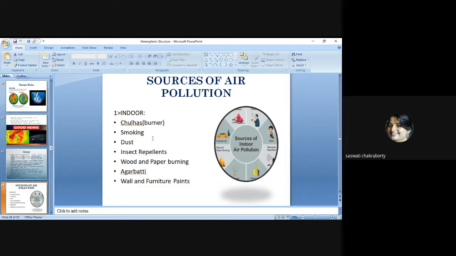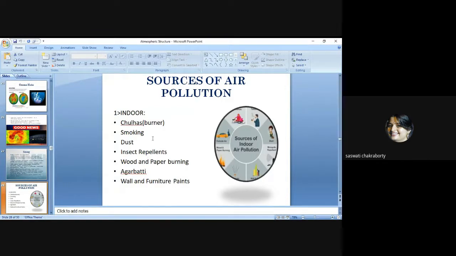Smoking is common worldwide. Smoking, you all know. Then the dust, it can be household dust, anything. Insect repellents, like Mortein and all those sprays that we use, are also a reason for domestic air pollution.